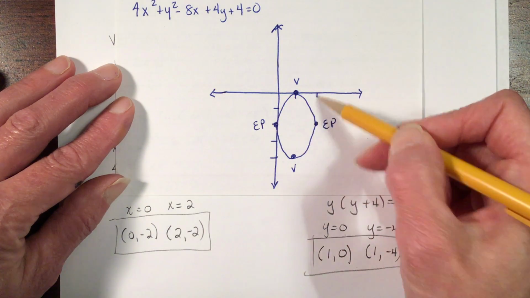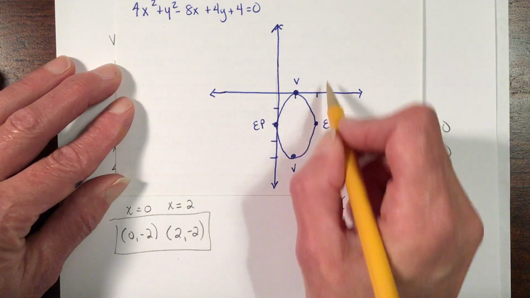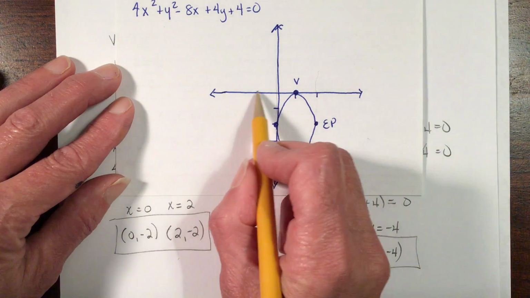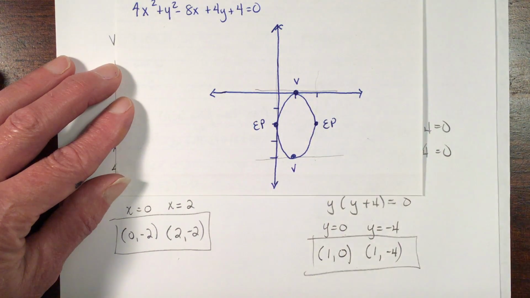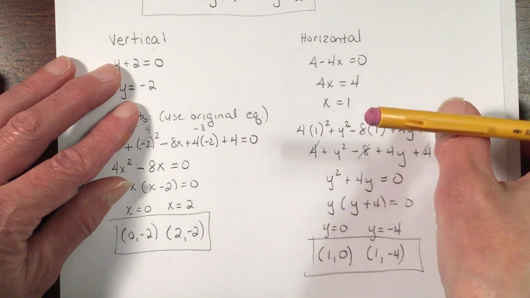(0, -2) and (2, -2), those are our endpoints. Those are where I have vertical tangent lines. (1, 0) and (1, -4), those are my horizontal tangent lines. So it just gives you a little different way of looking at things.